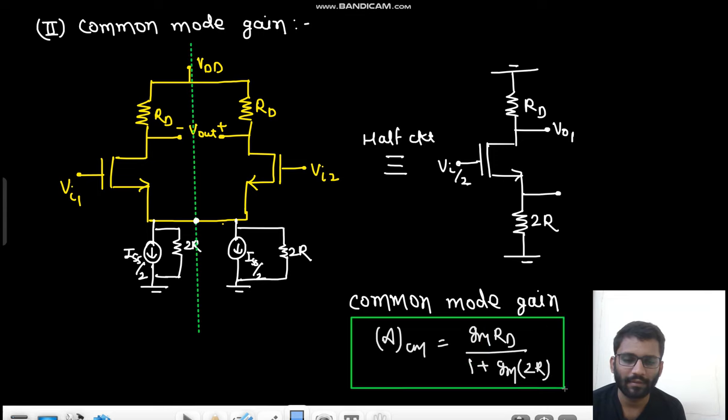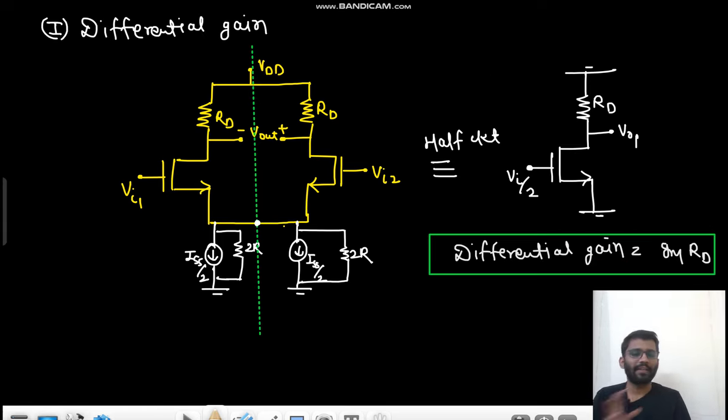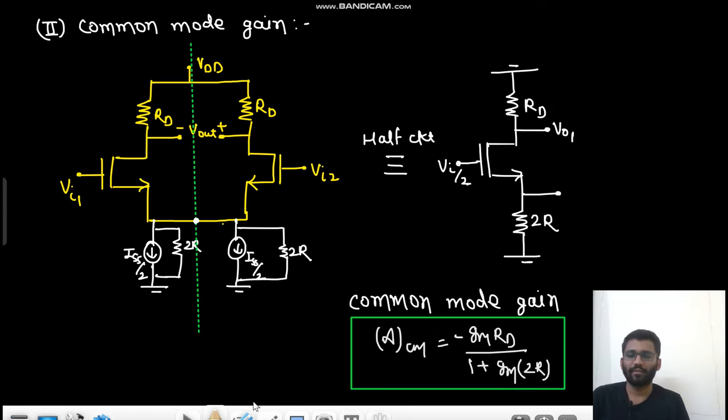And also minus sign will be there. That I forgot. While calculating the common mode gain, you don't need to think about sign. Whatever sign you are getting for half circuit, that sign will be there only. But in case of differential gain, I have applied Vin by 2 and I am collecting V not 1, exact opposite, so plus sign will be there. But here, this is VCM, not Vin by 2. At both of the ends, we have VCM.